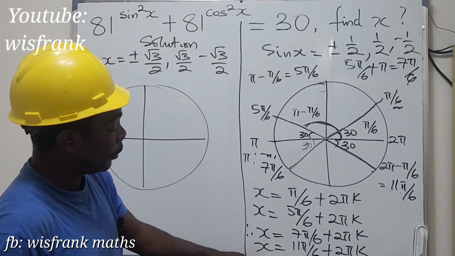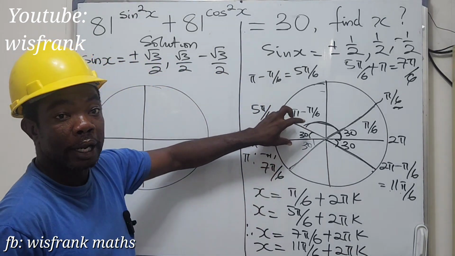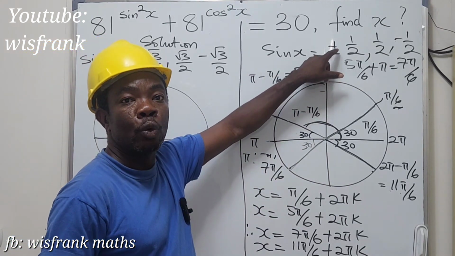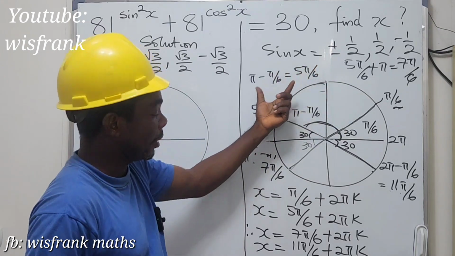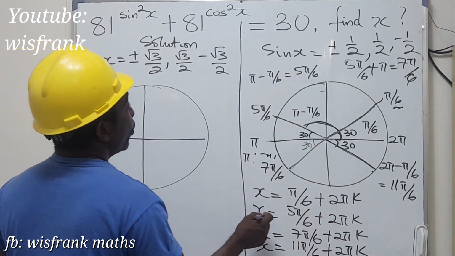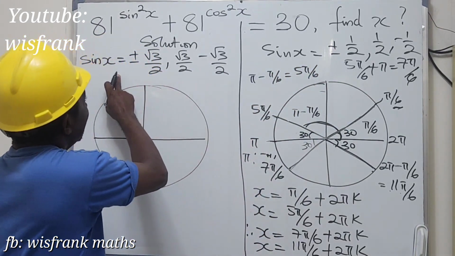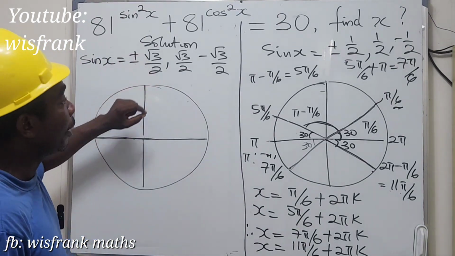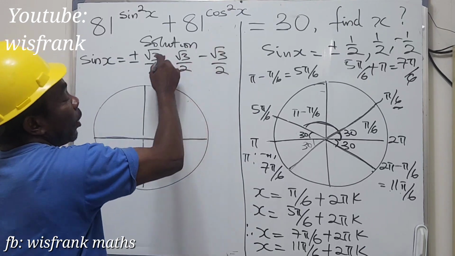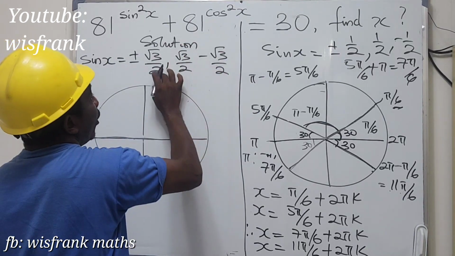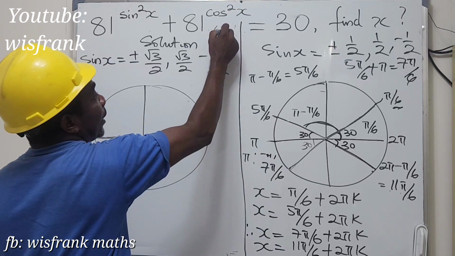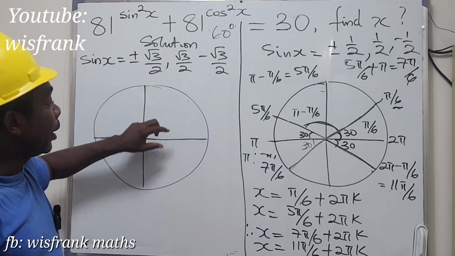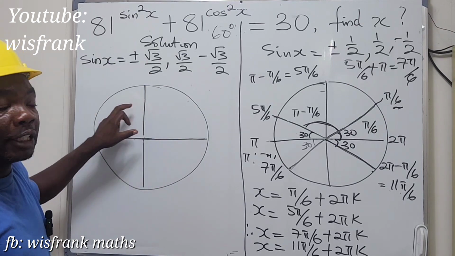So these are the values of x in this quadrant as it satisfies sin x as plus or minus 1 all over 2. That is the value of x in this quadrant. So we move over to the other side, where we have sin x equals plus or minus root 3 all over 2. We know that root 3 all over 2 is the same thing as sin 60 degrees. And for us to have the positive root 3 all over 2, we are going to have it on the first and the second quadrant.